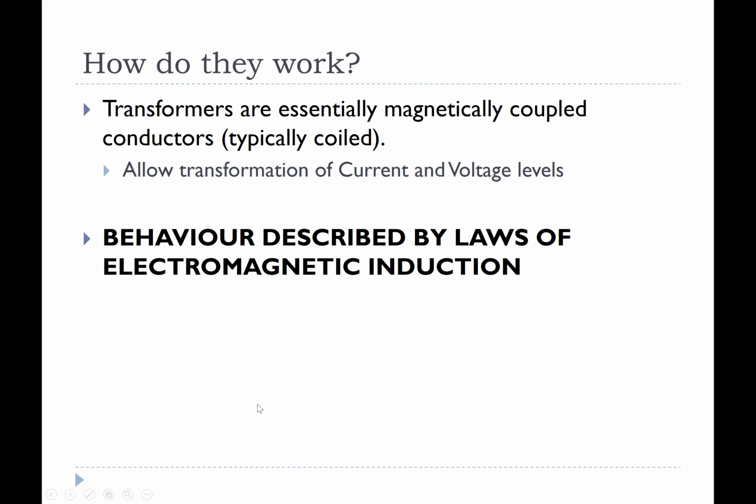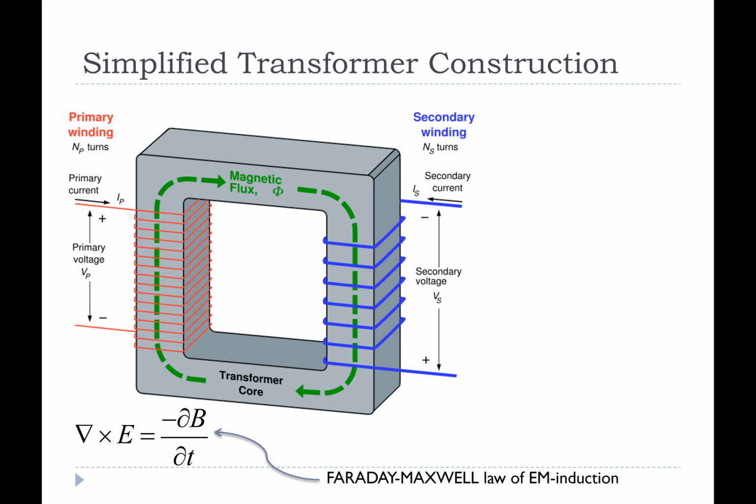So, how do the transformers work? These work basically by electromagnetic induction, and basically what we have are coiled conductors that generate magnetic fields. The magnetic field from one coil is coupled to another coil, and that is facilitated by the use of a core that you see here.